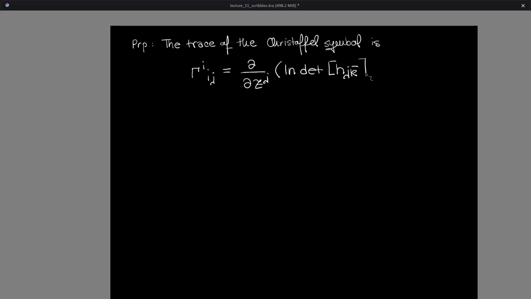It's the logarithm of the determinant of h, the Hermitian metric. Sorry, I got the indices wrong. K L bar. Yeah, let's not overlap indices. So that is what we're going to try to prove.